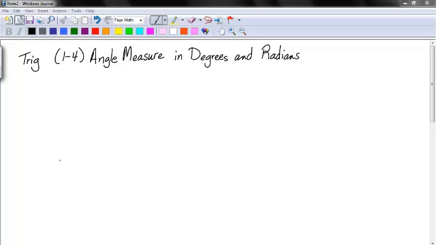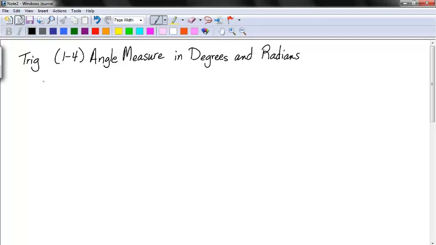Okay, so today, it's just like working in inches and working in centimeters. We're going to work with a different measuring system. By the time we get done with the trig, you're going to be thinking in radians, not just in degrees.